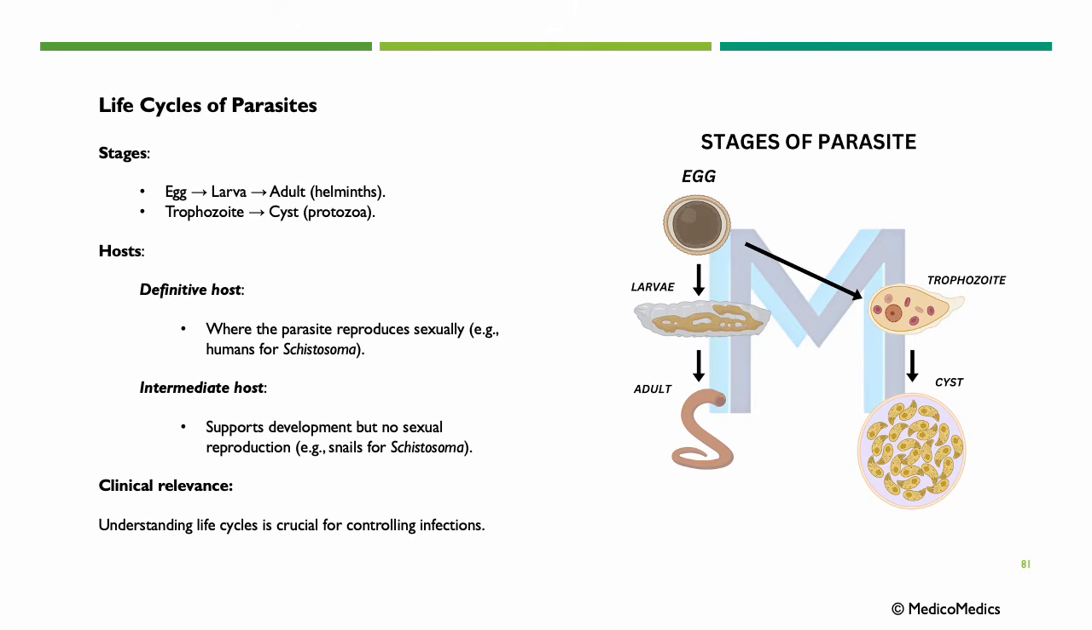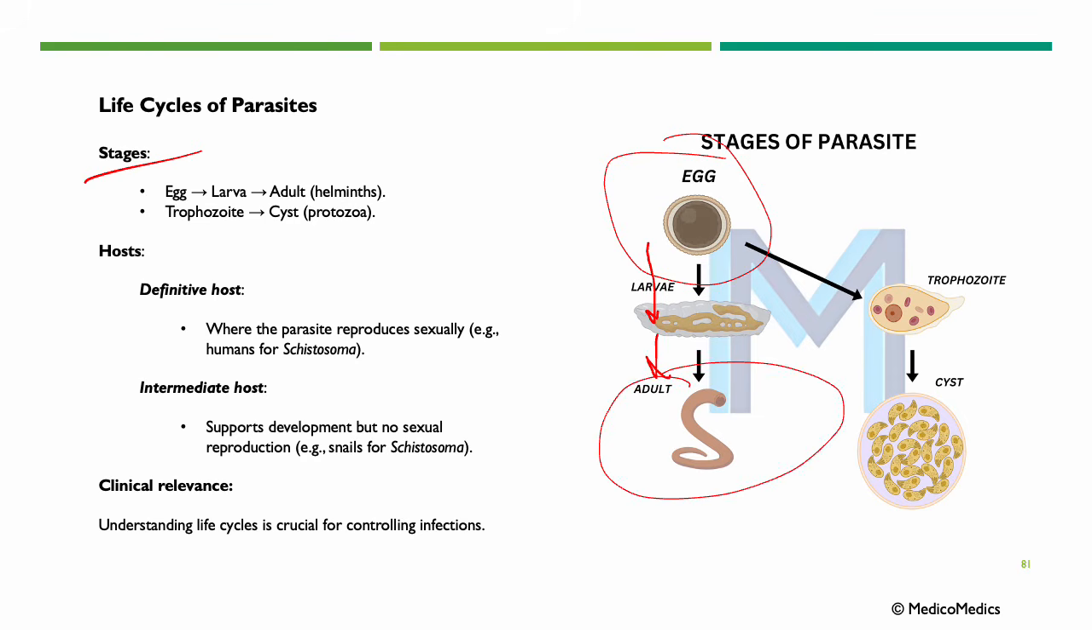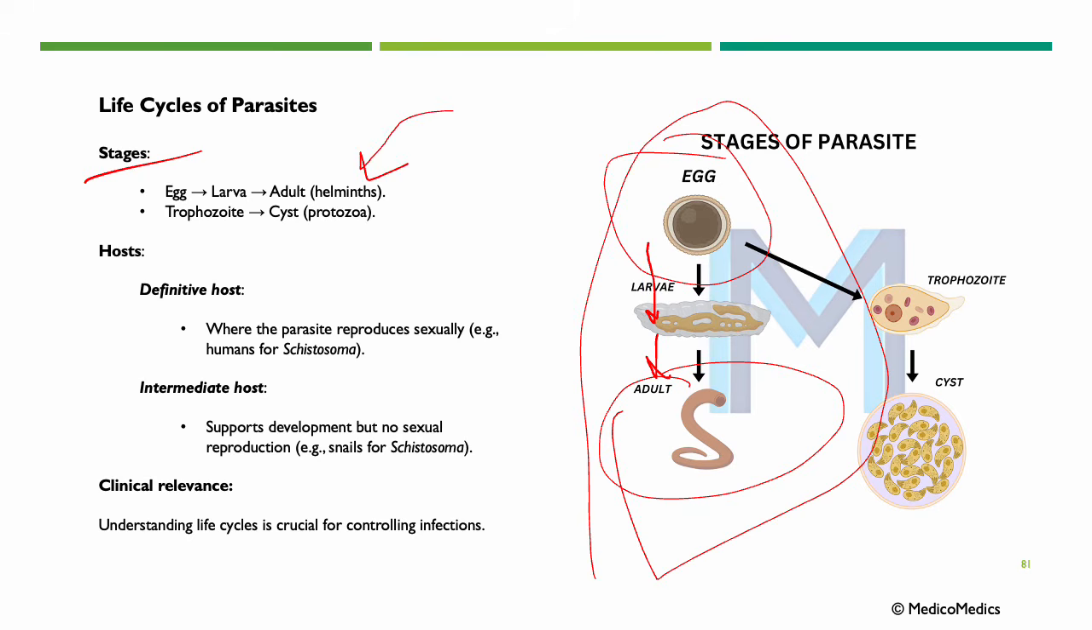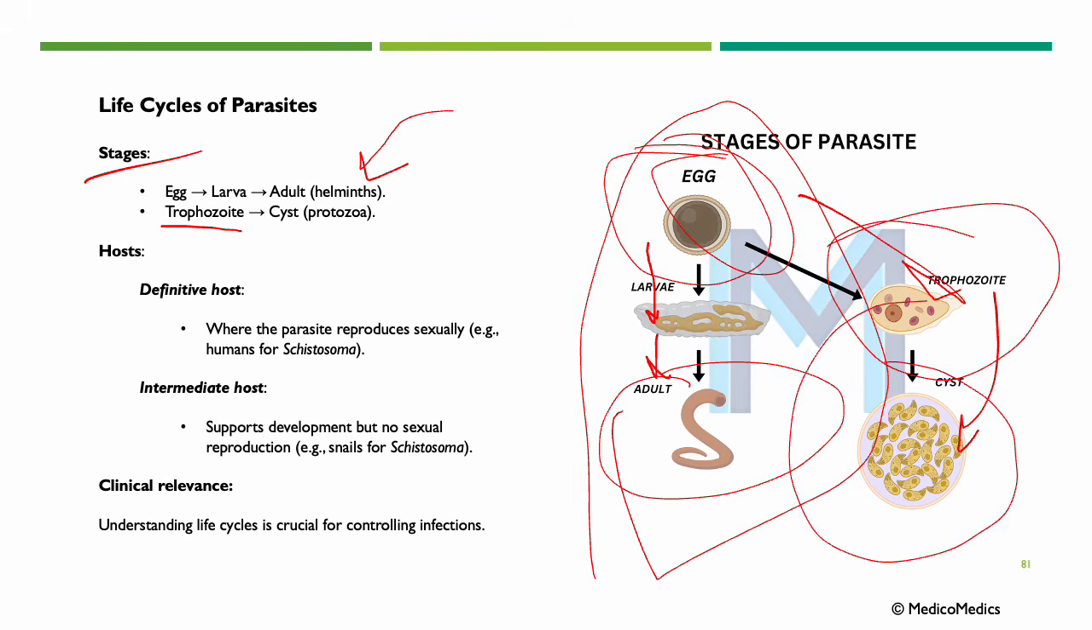Now, let's talk about the life cycles of parasites. So we have, first of all, stages, where we have the egg becoming a larva and then developing into an adult. This is a prime example of the pathway for helminths. Then we have trophozoites. So the egg becomes a trophozoite, and then continues to become a cyst. This is a pathway for protozoa.